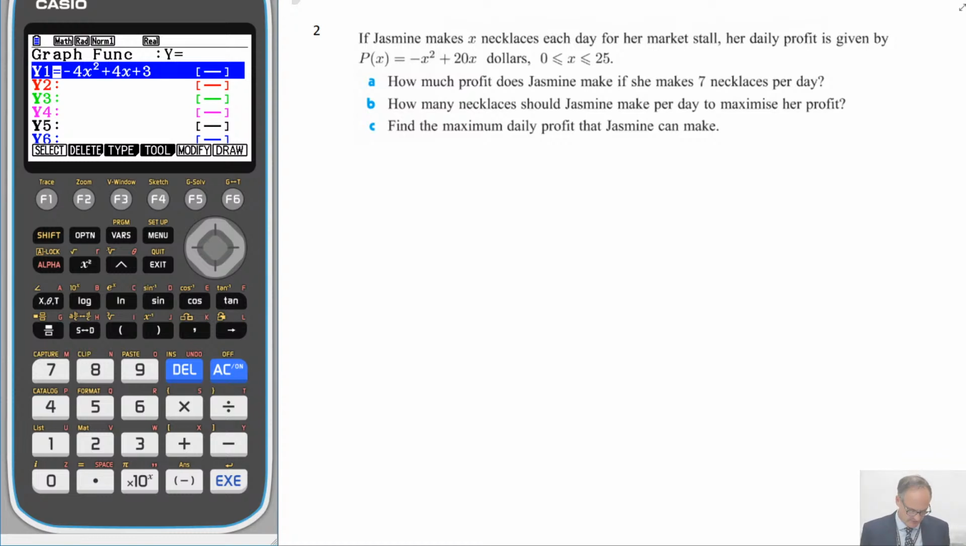Okay, so that's our 3 minutes up. So again, we're going to try and do as much of this as possible using our calculator.